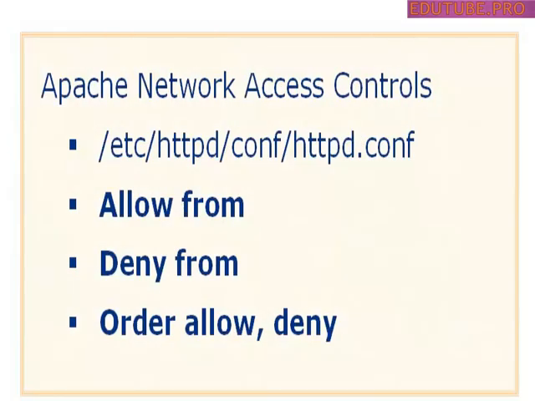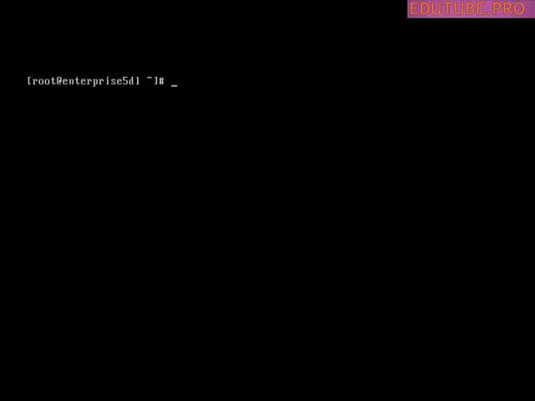If you're running Apache, the HTTP server, the main configuration file is httpd.conf in the noted directory. If you want to limit access to a stanza, such as a directory as configured in this file, the allow from and deny from directives can help. The order in which these directives are used is based on a preceding directive, which could be order allow, comma deny, or order deny, comma allow.